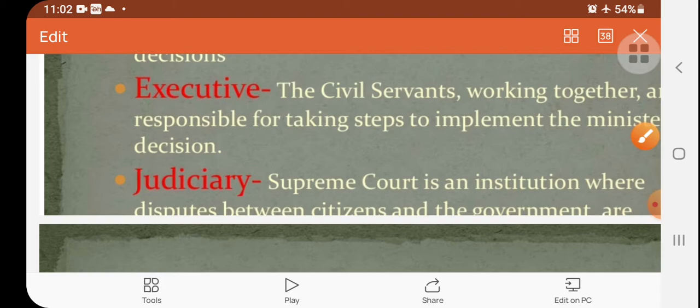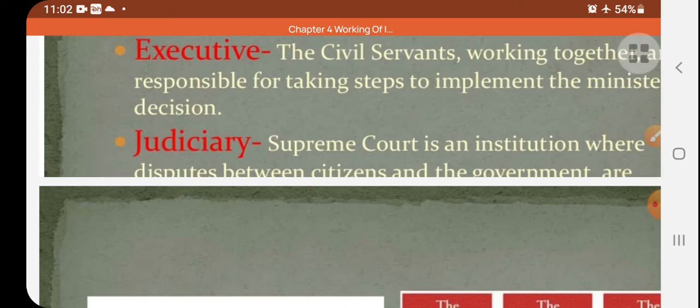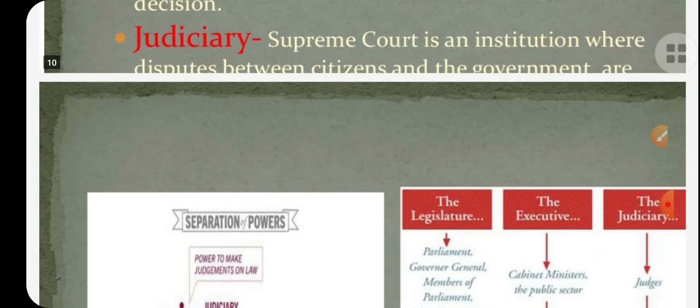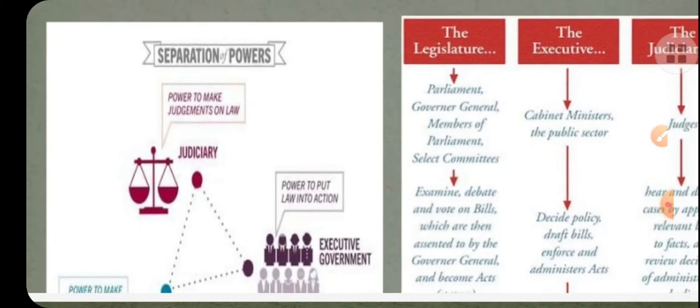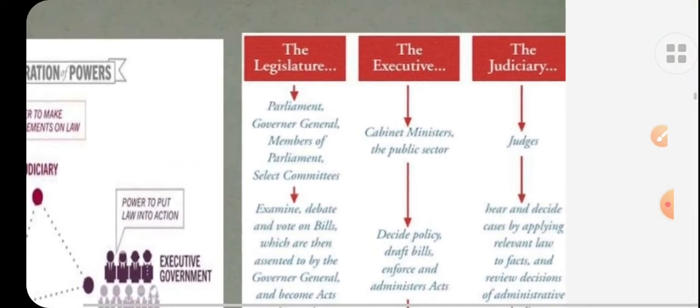And judiciary, that is the Supreme Court, is an institution where disputes between the citizen and the government are settled. Sometimes they are between citizen and citizen, sometimes between the citizen and the government. So this is the separation of powers: the power to make the judgment is with the judiciary, the power to put law into action is with the executive government, and the power to make the law is with the legislature. So here we'll see the legislature.